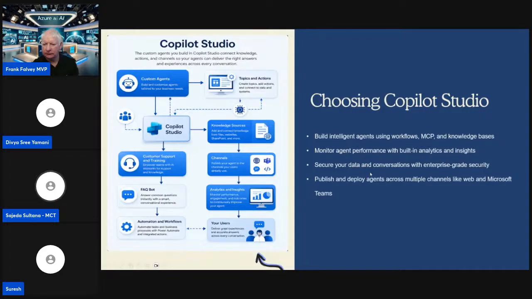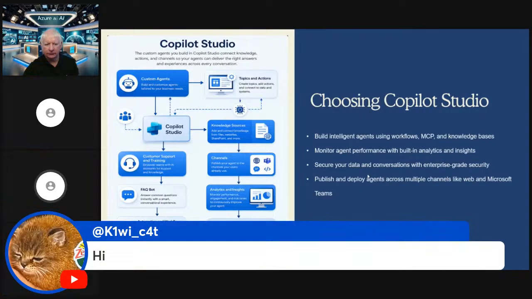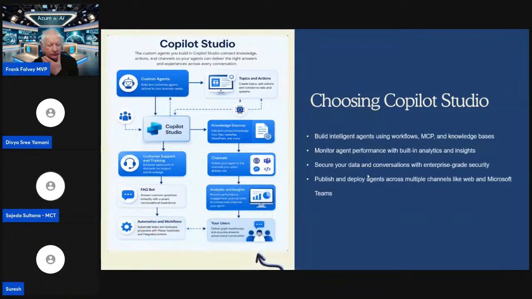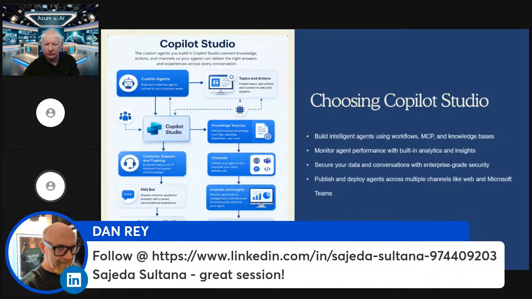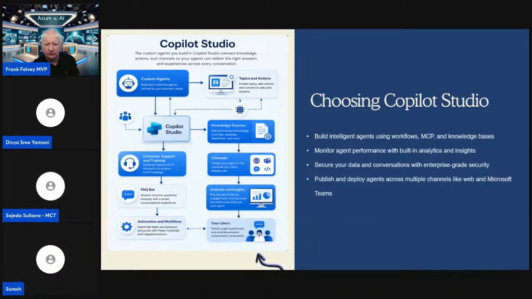The third reason is security. Organizations can secure their data using different types of authentication. And the final reason is that Copilot Studio supports multi-channel publishing. That means, let's say you want to build one AI agent, and you want to publish it on the web, on a native mobile app, or maybe on Microsoft Teams. The same agent. You can do that. The same agent you can use in different channels in Copilot Studio.